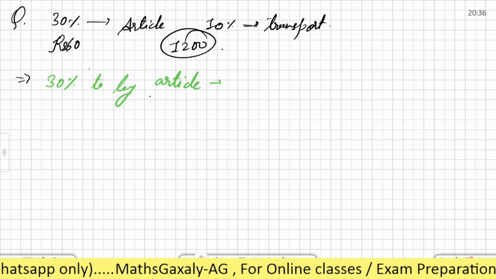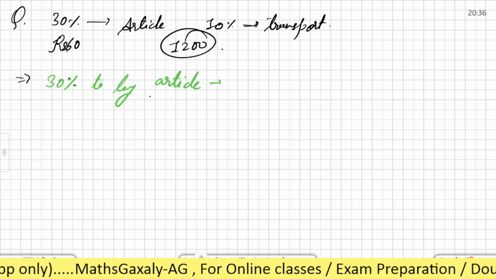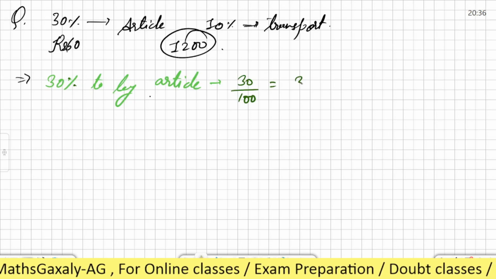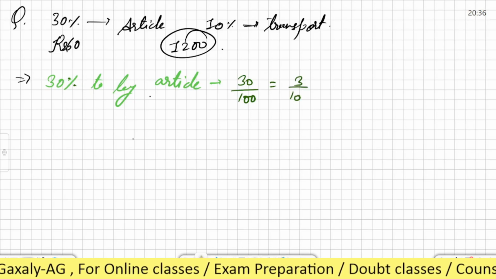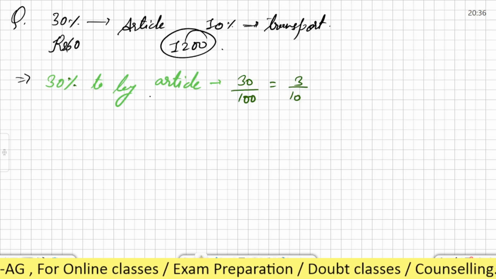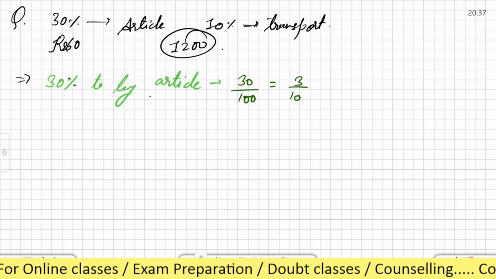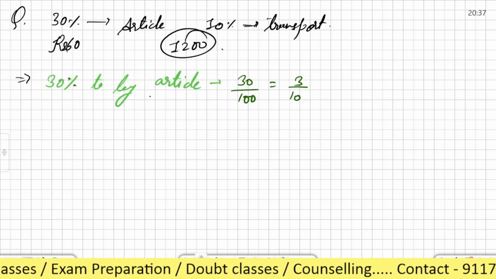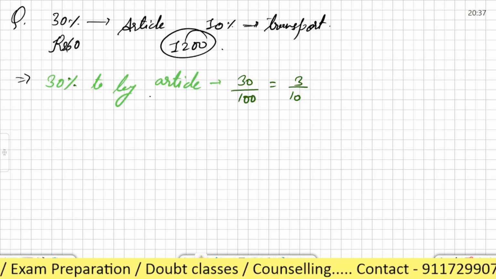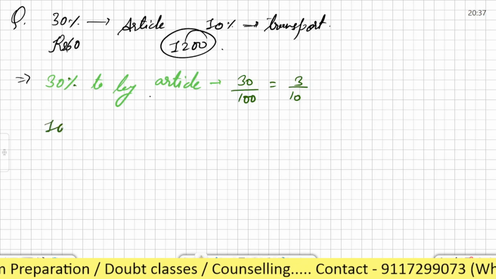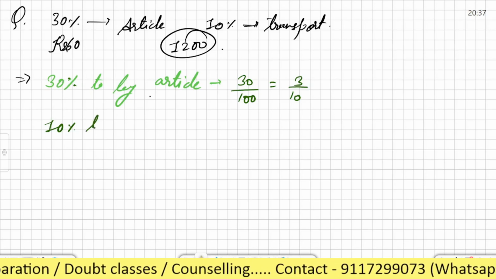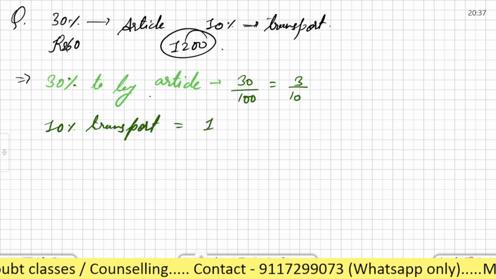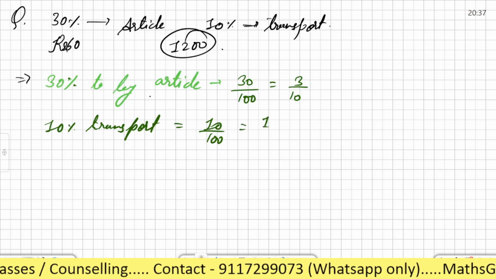Okay, no problem. Let's see here. 30% to buy the article, so the fraction value will be 30 by 100, it will be 3 by 10, right? And after that he said, and the 10% of the remaining. See here, the word remaining has been used, right? So it means we have to subtract the fraction numerator to get the remaining. Okay, but before that we will find the other fraction also, 10% in transport. So 10 by 100 it will be 1 by 10.